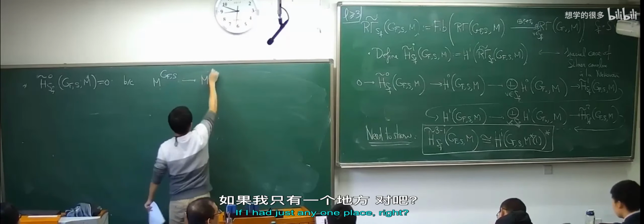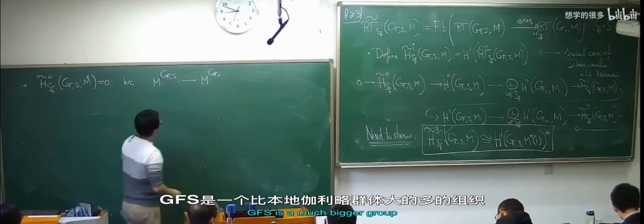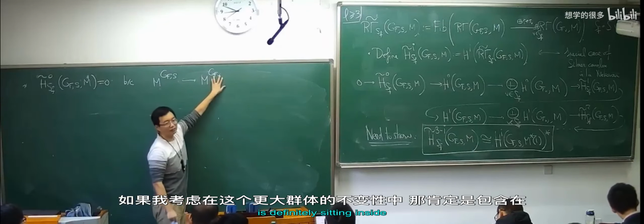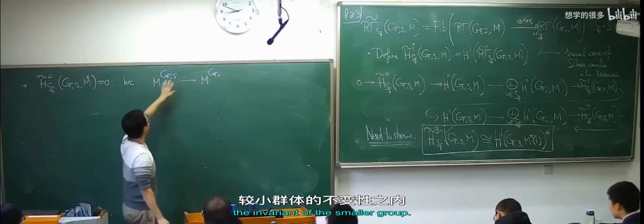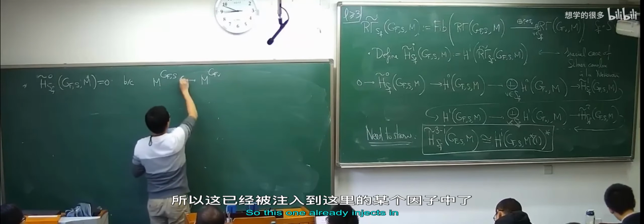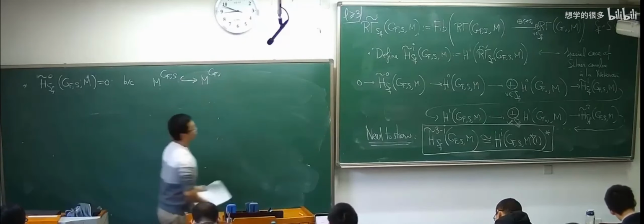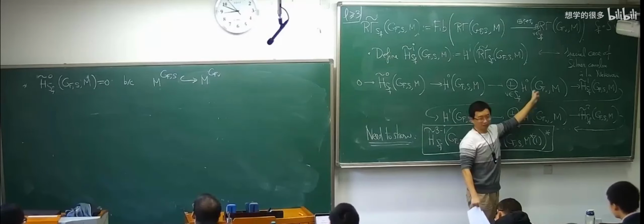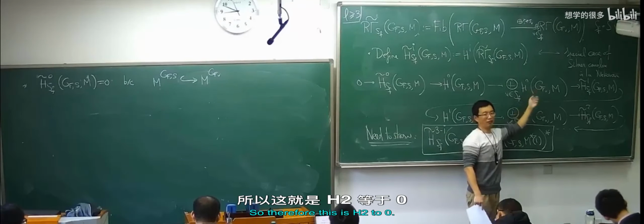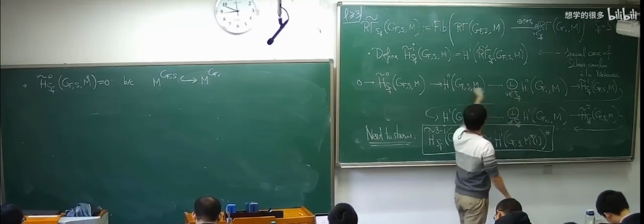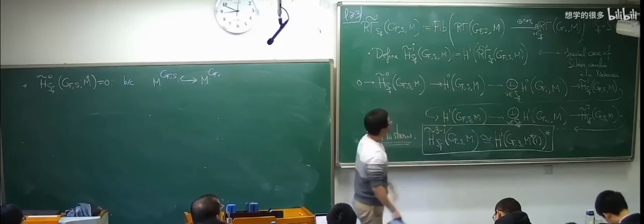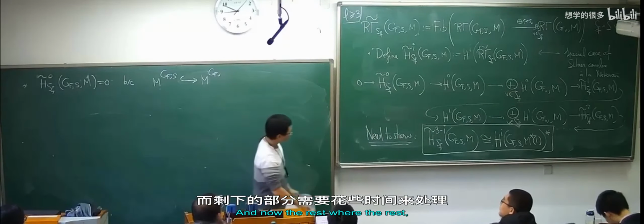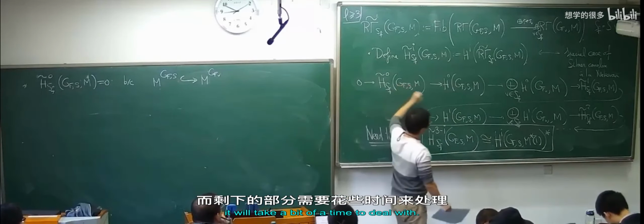If I have just any one place, right? GFS is a much bigger group than the local Galois group. If I take the invariant of the much bigger group, it definitely sits inside the invariant of the smaller group. So this one already injects into one of the factors here. And of course, there is at least one factor, which is over the place L. So this is injective. Therefore, this H2 tilde is 0. So that's 0, really. And now the rest will take a bit of time to deal with.